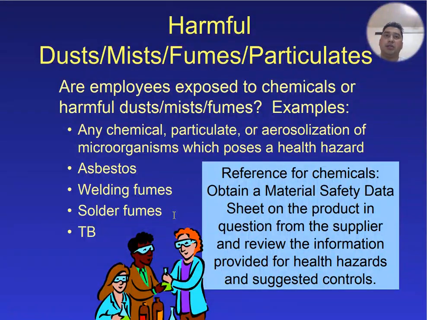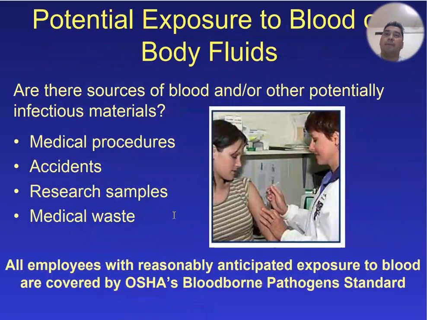Then harmful dust, mist, fumes, and particulates that can come from the chemicals. Are employees exposed to chemicals or harmful dust, mist, or fumes? Examples: any chemical particulates or aerosolization of microorganisms which poses a health hazard, asbestos, welding fumes, solder fumes, and TB, tuberculosis. So you have to make sure that you are checking all these things if any chemicals are being used on the site.